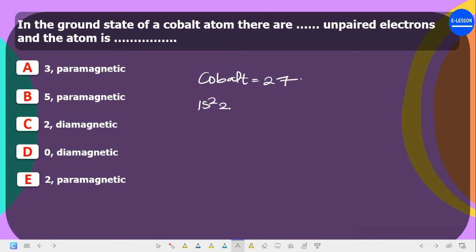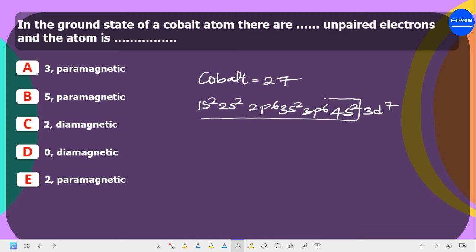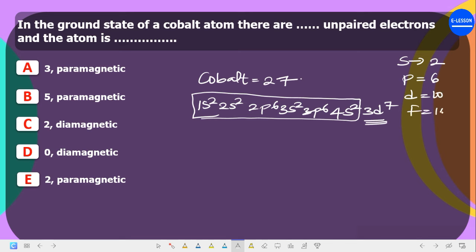It will be 1s², 2s², 2p⁶, 3s², 3p⁶, 4s², and 3d⁷. Now, one thing that you must take note of is all these ones here that are fully filled are all paired. So all the fully filled orbitals are paired. But if you look at the d orbital, it's not fully filled because the d orbital can take a maximum of how many electrons? 10. The s orbital can take a maximum of how many? 2. The p can take a maximum of how many? 6. The d can take a maximum of 10. And f can take a maximum of 14.